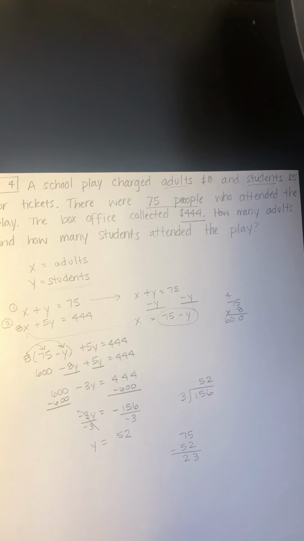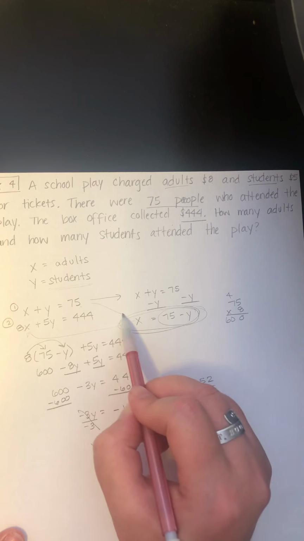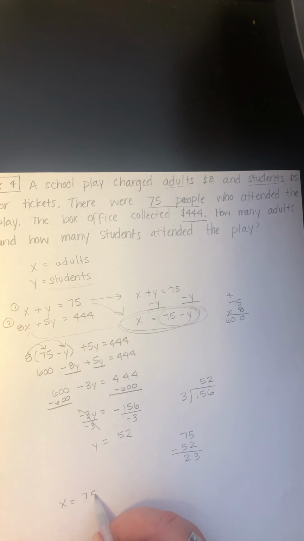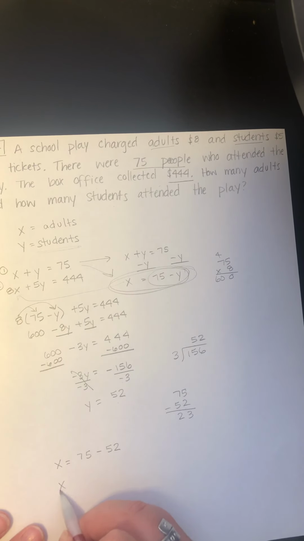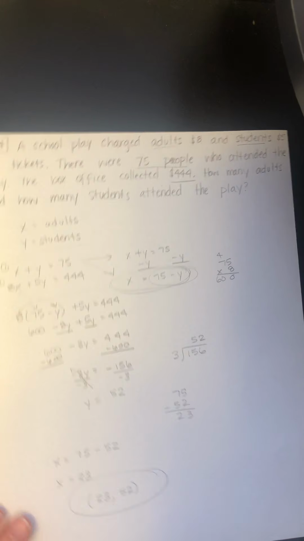Or if you still want to keep using your equations, this equation right here is the first equation that we rewrote. So we can use this, and it's going to be x, or the number of adult tickets that were sold, equals 75 minus y, and y we know is 52. Look, it's the same, 75 minus 52. So x equals 23. So if we write it as an ordered pair, 23 is the adult tickets and 52 is the student tickets. And that's your answer.